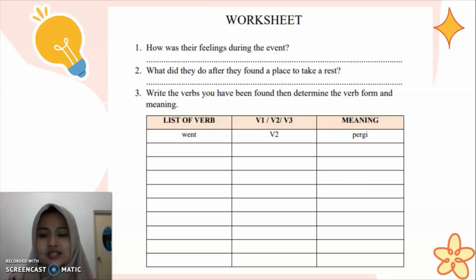So here is the worksheet. This is the first question, this is the second question, and the last instructions. They should write the verbs and then determine the forms of the verb and also the meaning. For example, the verb is went, and this is verb 2, and the meaning in Bahasa is pergi.